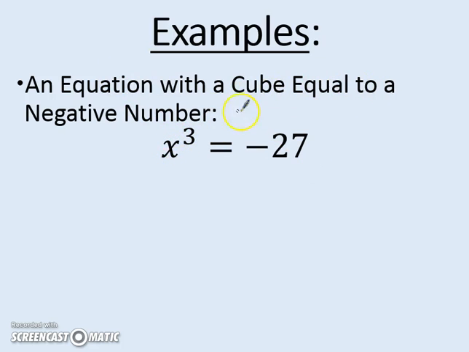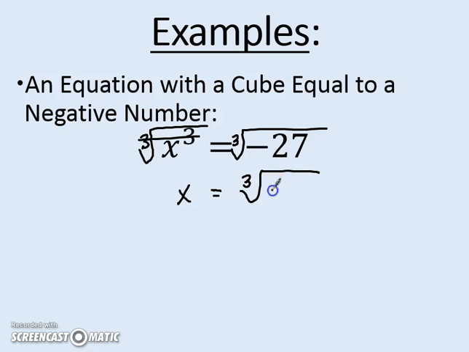So you see that this really looks similar to the last one that we were looking at, except the cube is equal to a negative 27. So when we cube root each side and use the inverse operations, we are now looking for a number that can be multiplied 3 times by itself to get a negative 27.